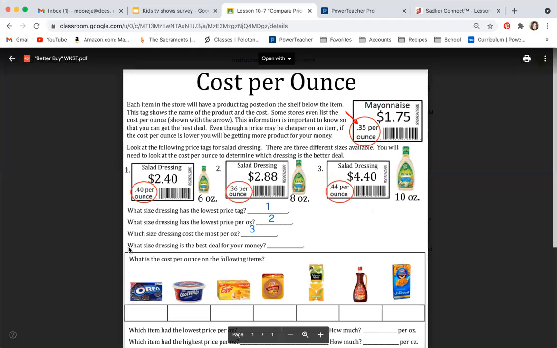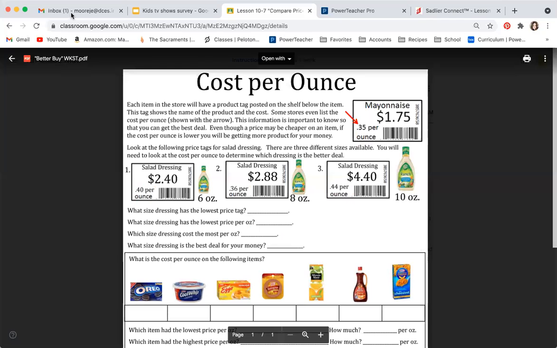How about the last one? What size dressing is the best deal? So when they say the best deal, what am I focusing on? The price per ounce, right? The value, the unit rate per ounce. And number 2 has the lowest value. So number 2 is going to be your best buy. Sweet. Okay. Now scroll down the page.